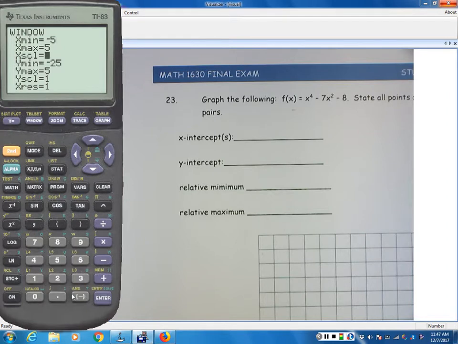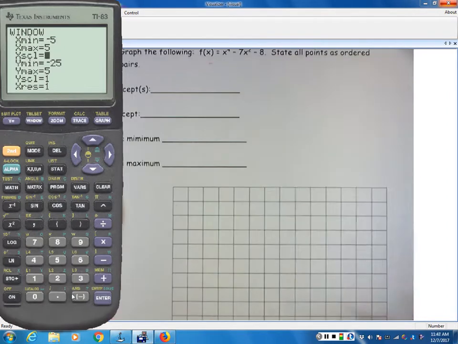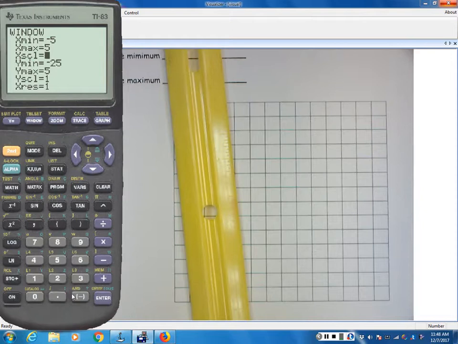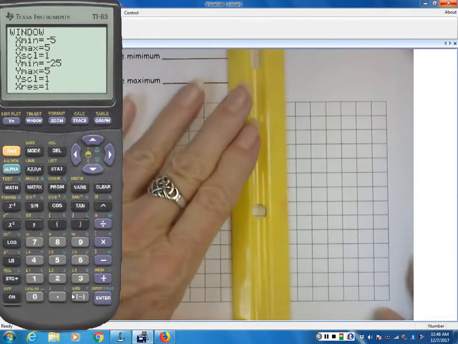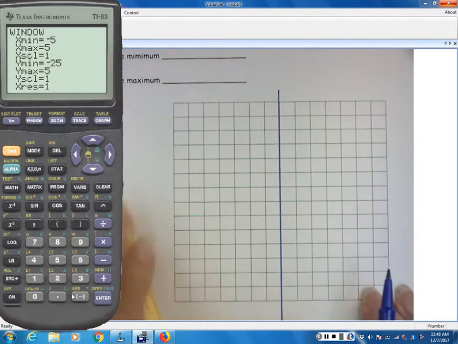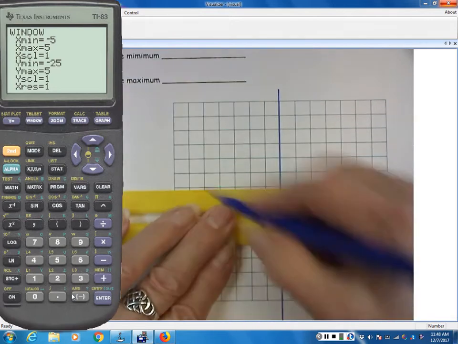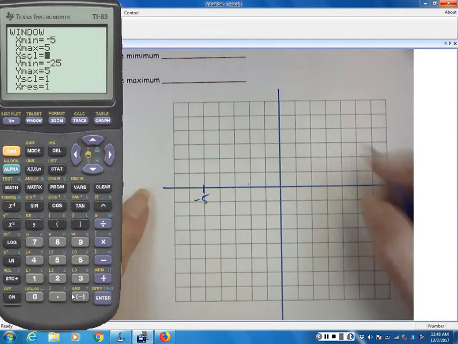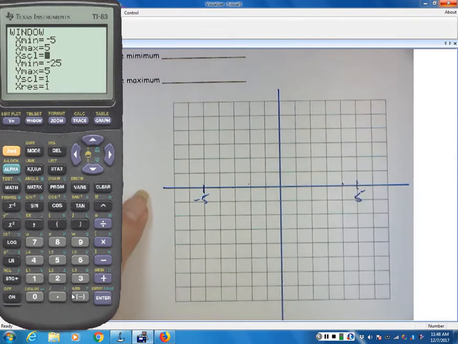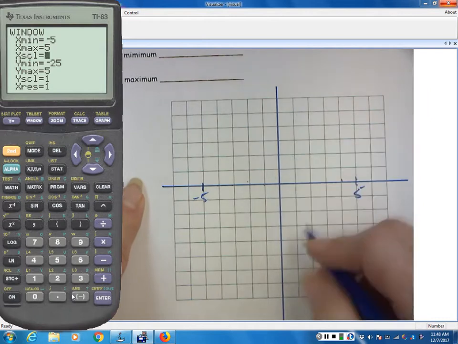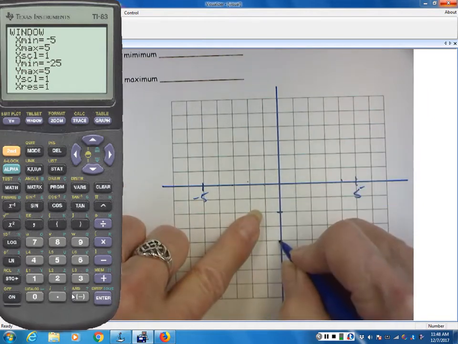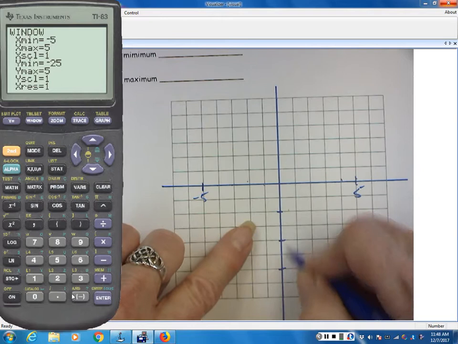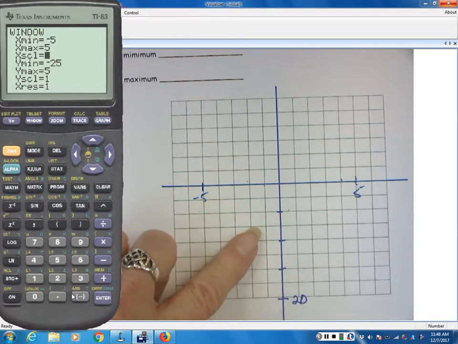So if you're going to sketch that graph, be sure that you indicate on the graph how you scaled everything. My graph is only going from negative 5 to 5 on the x-axis. But my y is going from 5 to 25, so let's see, 10, 20, 30. Nope, don't need to do that. 5, 10, 15. 20 is actually far enough because we can see the bottom of it at that point.